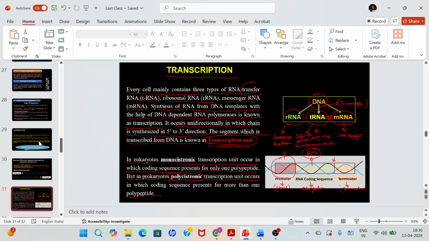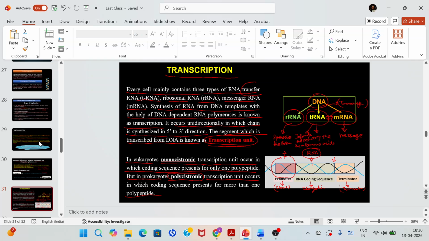Next comes transcription. Formation of DNA from DNA is called replication. Formation of RNA from DNA is called transcription. Every cell mainly contains three types of RNAs: tRNA, which is transfer RNA, ribosomal RNA, rRNA, and messenger RNA, mRNA.